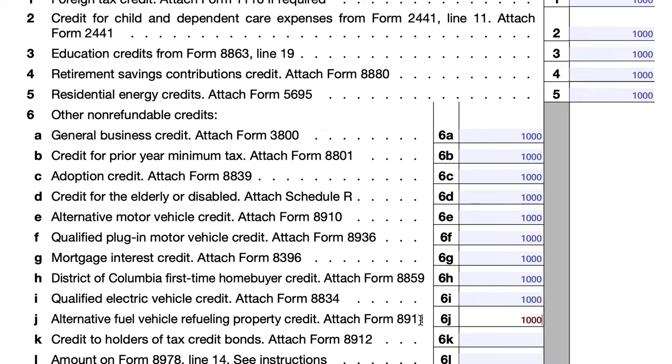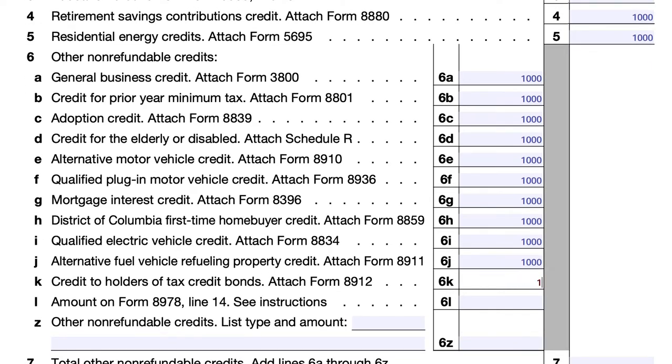So the next one, alternative fuel vehicle refueling property credit, is actually another tax credit you would claim based on the refueling property. So if you had a charging station that you attached to your house, you could take a tax credit for that. You would find more information on IRS Form 8911.